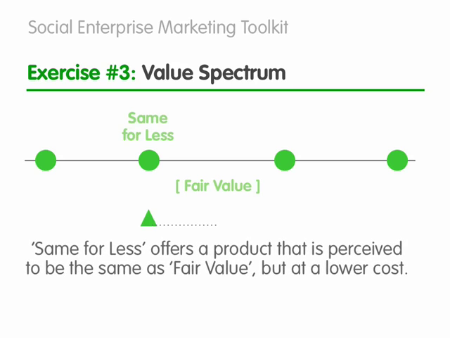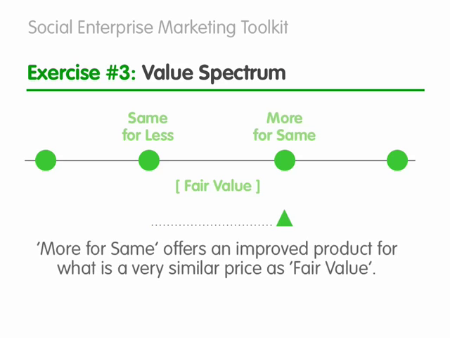By contrast, Same for Less offers a product that's perceived to be the same as fair value, but works to offer it at a lower cost. Typically, Same for Less companies strive to show how efficiencies or economies of scale allow them to offer a better price. To extend the jeans analogy, we might put Old Navy here. Their self-serve displays are more cost-efficient than the helpful staff we encounter at The Gap, and their larger, volume-driven stores provide significant scale economies.